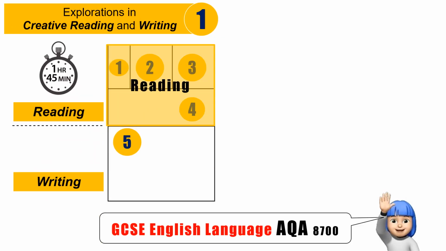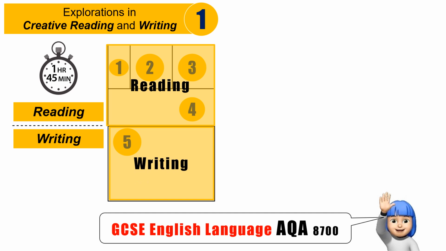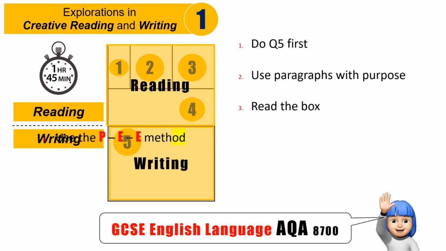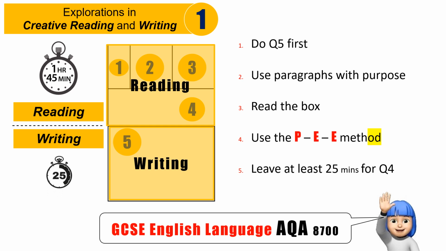1 hour and 45 minutes, or 2 hours, 10 minutes if you get extra time. So what advice am I going to leave you with? Do question 5 first, the only one where you're getting marks for writing. Make sure you've got paragraphs and there's some kind of structure. Each paragraph has a particular purpose or focus. Then 3, when you come onto the reading, read the box, use the PEE method, and make sure you leave at least 25 minutes for that 20-mark question 4.